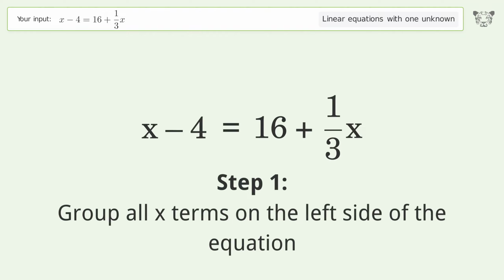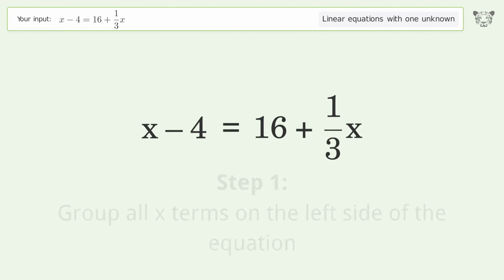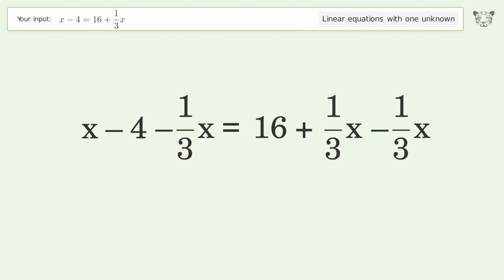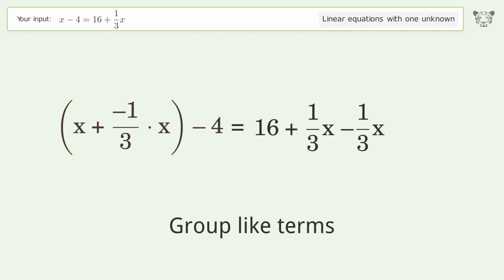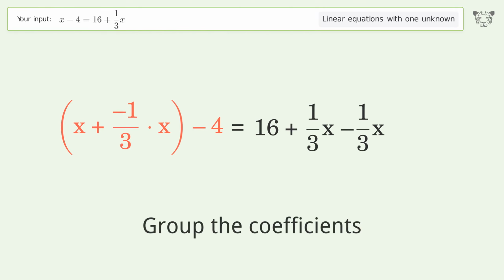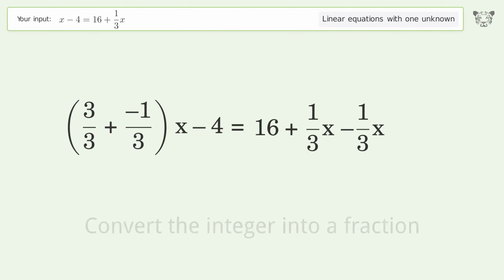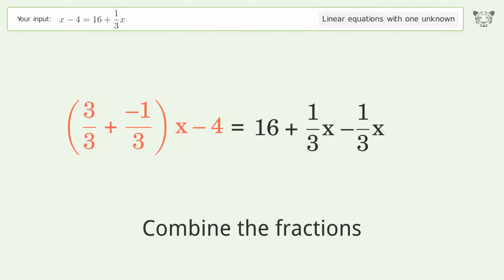Group all x terms on the left side of the equation. Subtract 1 over 3x from both sides. Group like terms. Group the coefficients. Convert the integer into a fraction. Combine the fractions.